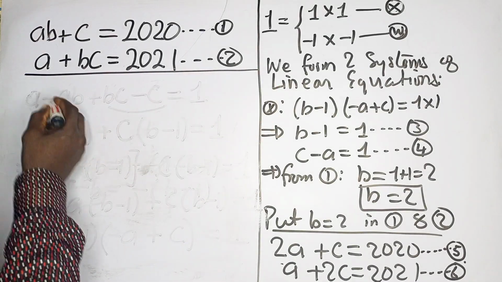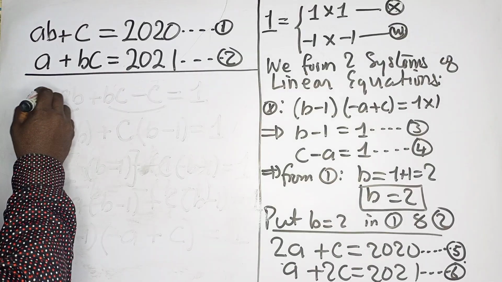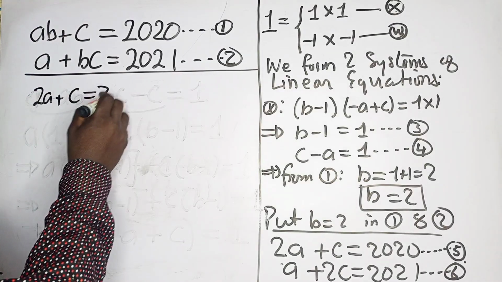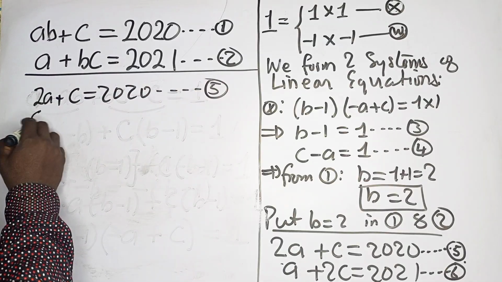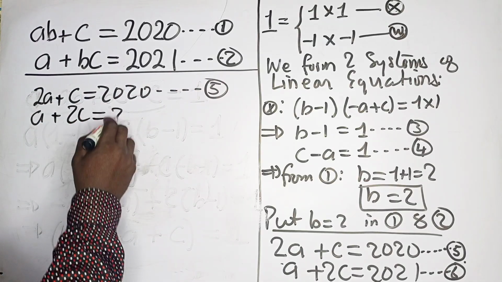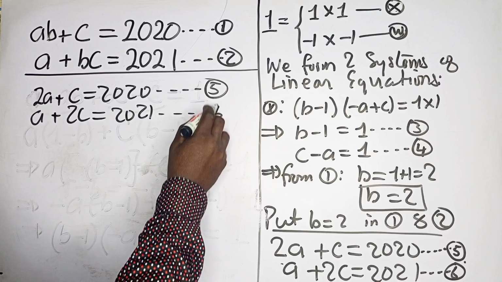So let's write the equations again here. We have 2a plus c is equal to 20. That's equation 5. And then we have a plus 2c is equal to 21. Equation 6.